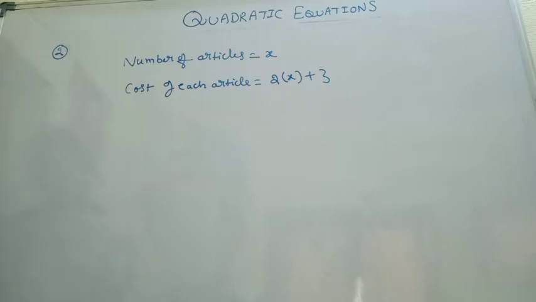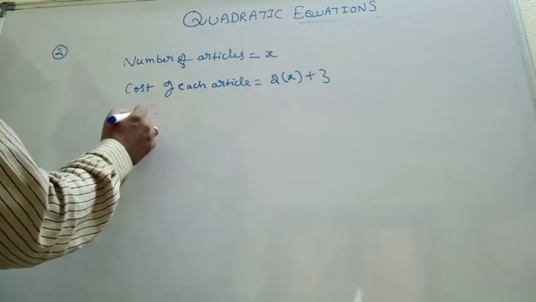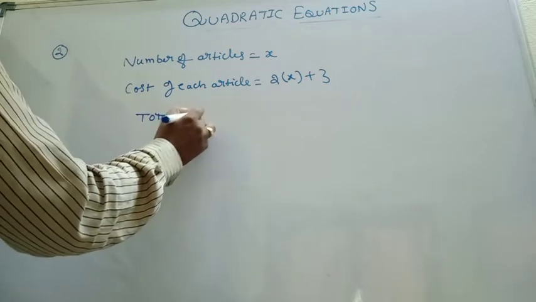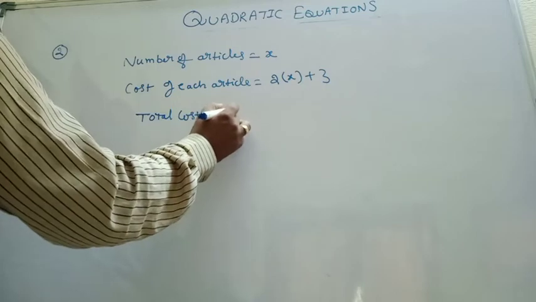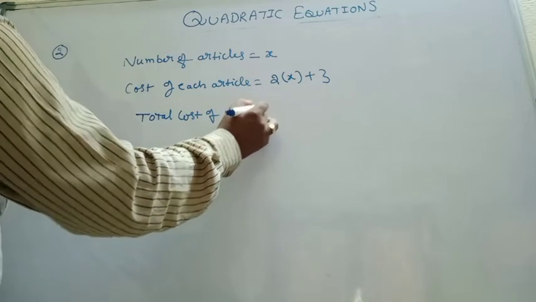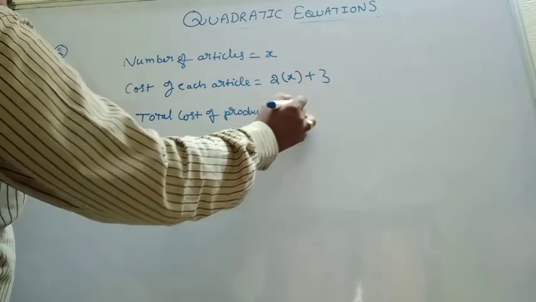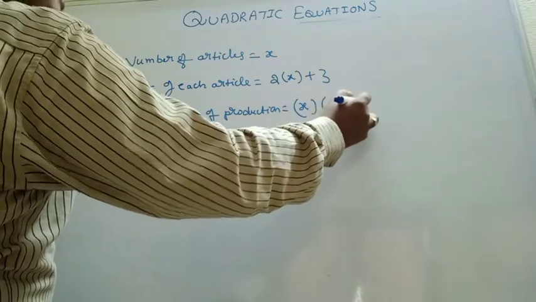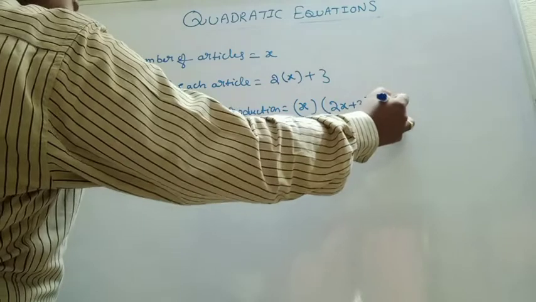That is what they have given: 3 more than twice the number of articles. If the total cost of production on that particular day is 90, then total cost of production is equal to the number of articles times the cost of each article, that is x times 2x plus 3, which is equal to 90.